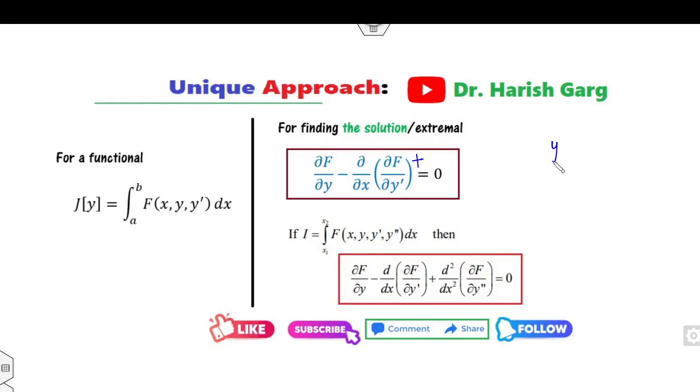If your function involves the third derivative also, then you can write a plus-minus third derivative with respect to x of the partial derivative of f with respect to the third derivative of y. If your function involves the fourth derivative, then plus-minus and so on, you can write the equation like this. These equations are called the Euler equation.